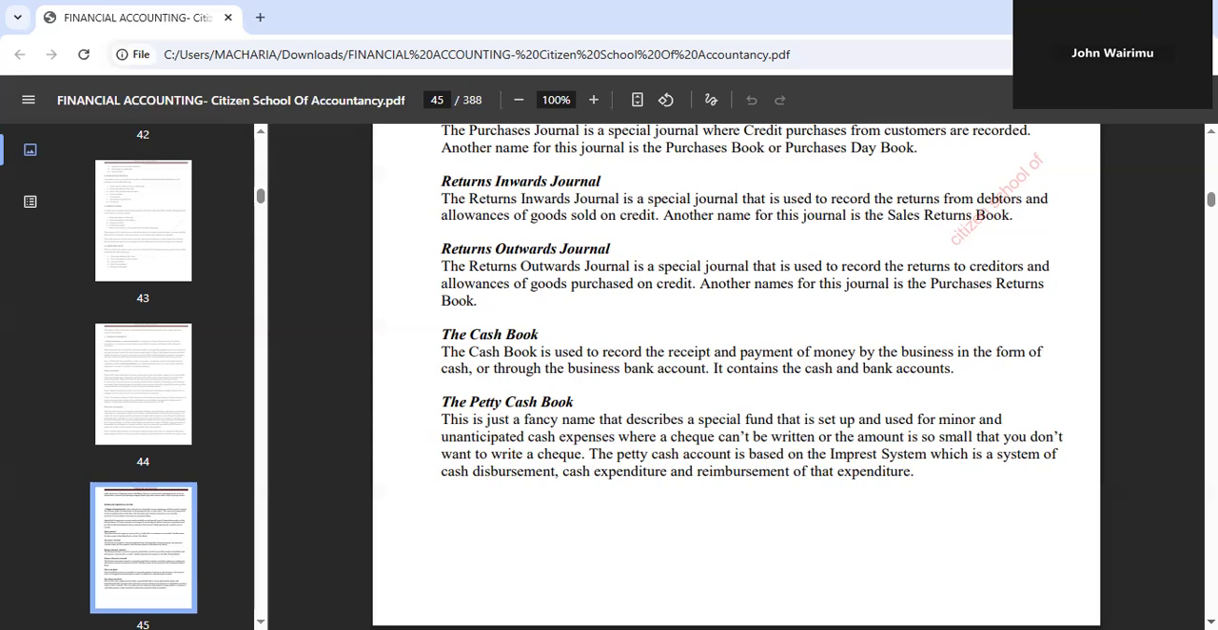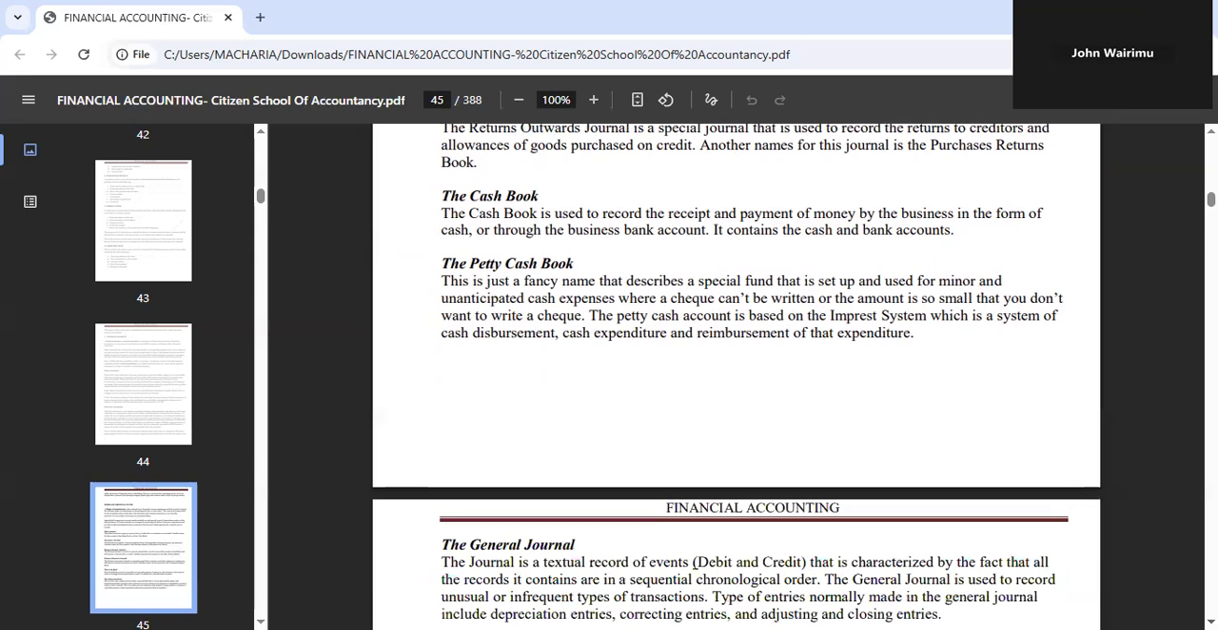We also have a petty cash book. I had mentioned it when we were talking about petty cash voucher. This is just a fancy name that describes a special fund that is set up and used for minor and anticipated cash expenses, where a check can't be written or the amount is too small that you don't need to write a check.